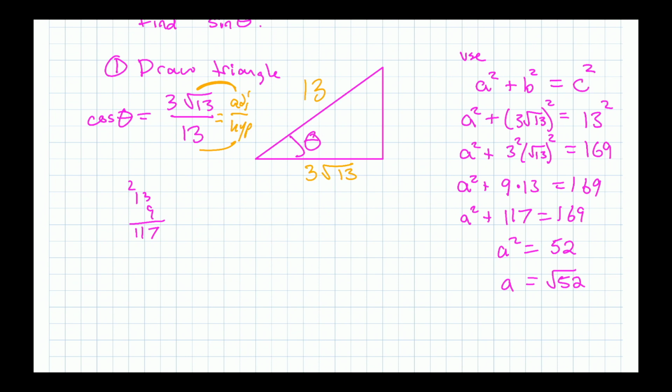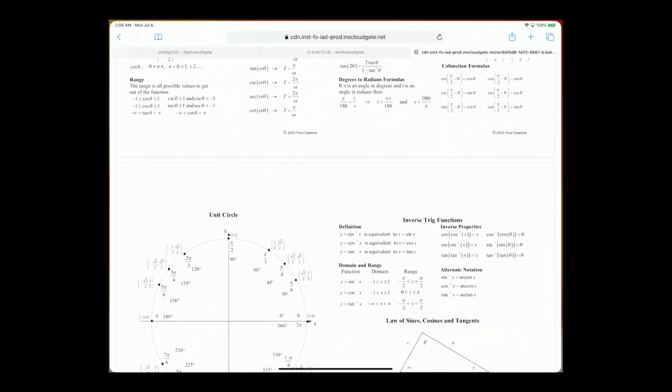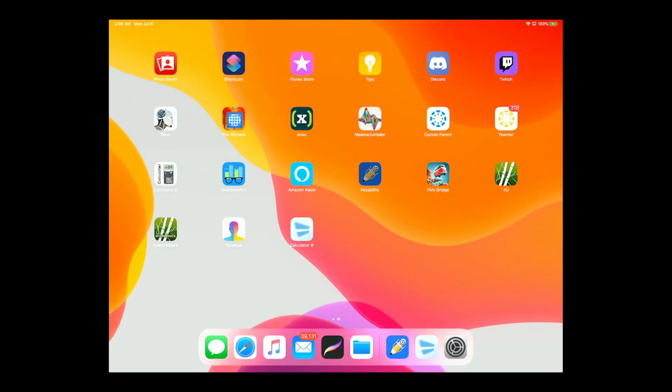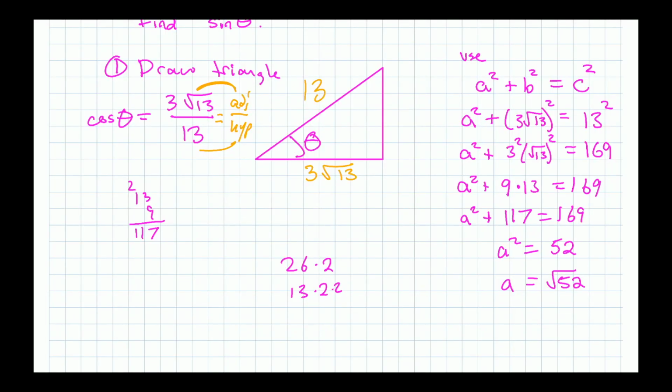Now, does 52 have, like, what goes into 52? That's 26 times 2. So it's 13 times 2 times 2. It's 13 times 4. Is that right? 13 times 4 is 52? How could that be? 13 times 4. Whoa. All right. So that's a is square root 13 times 4. But you can do the square root of 4 and get 2. So that's 2 square root 13. All right. So we got that third side.